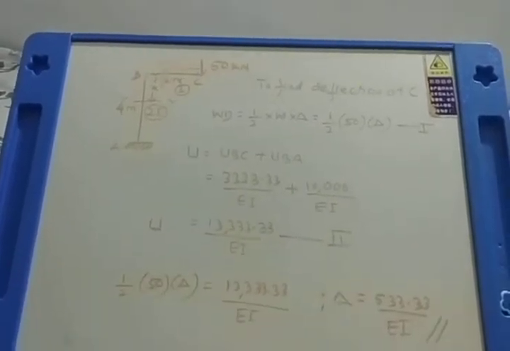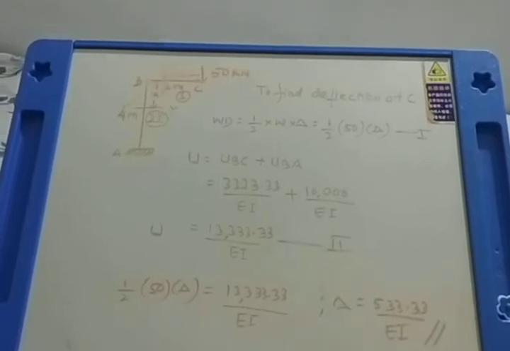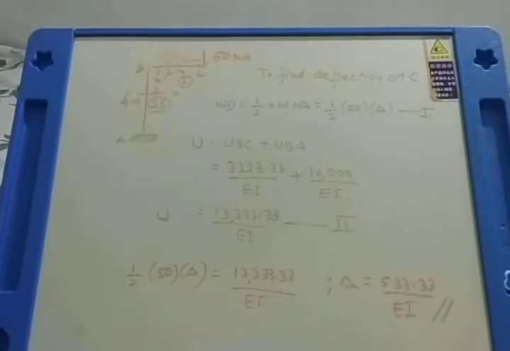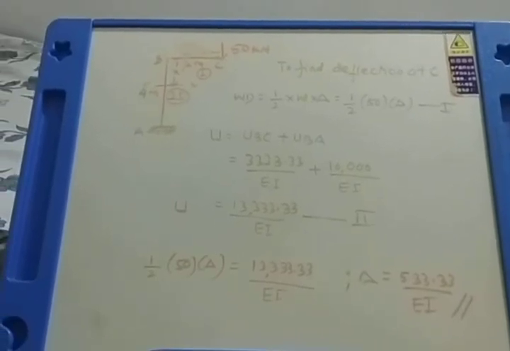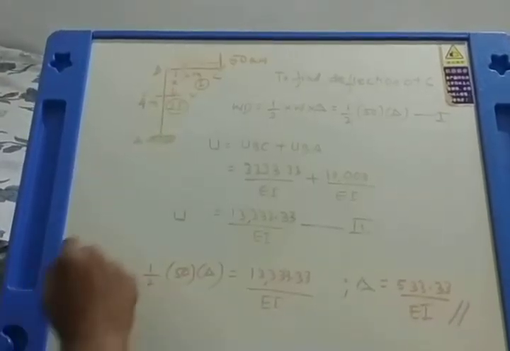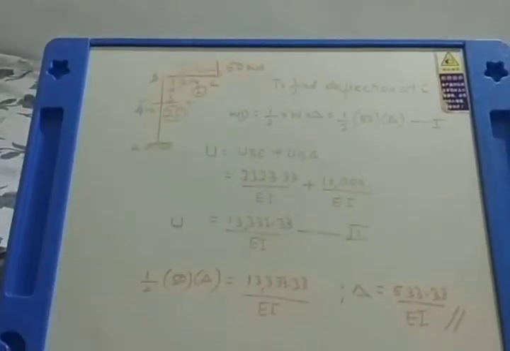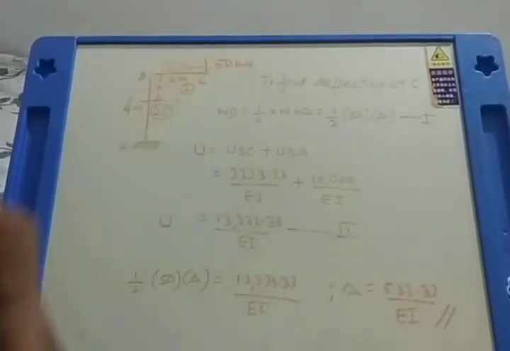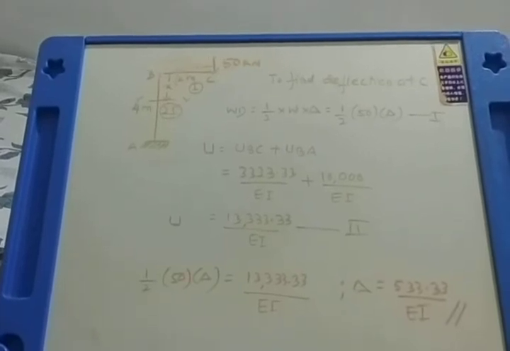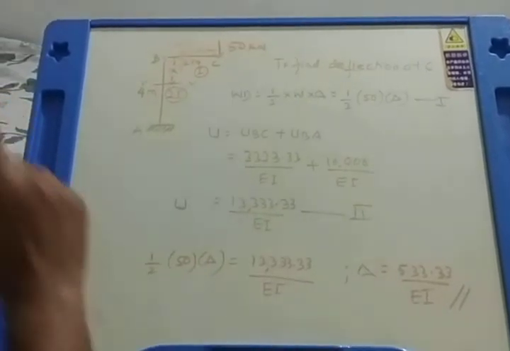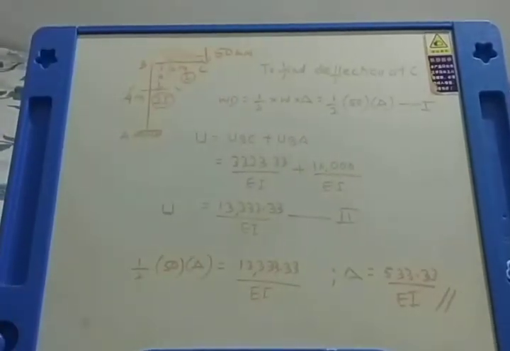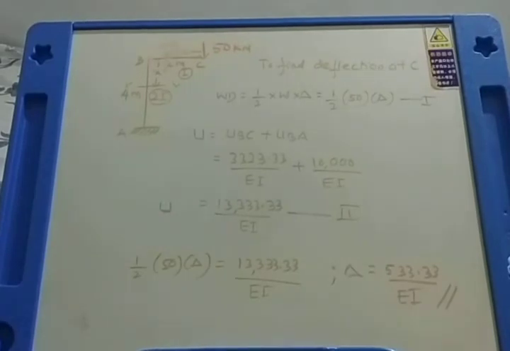I hope you have understood this, and you should understand that there is a limitation for this strain energy method. The major limitation for this strain energy method is it can be used when there is only one concentrated load, and we can find out the deflection only under the concentrated load. If you want to find out deflection at any other point, this strain energy method is not suitable. So it has its own limitation. That means it can be used when there is only one load acting, and that should be concentrated load, and we can find only deflection under the concentrated load.